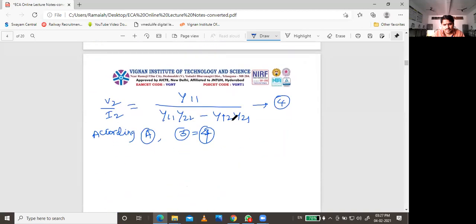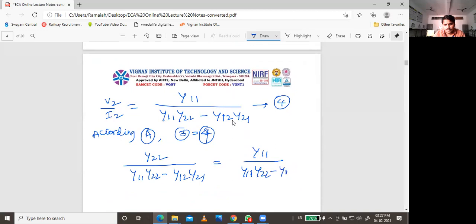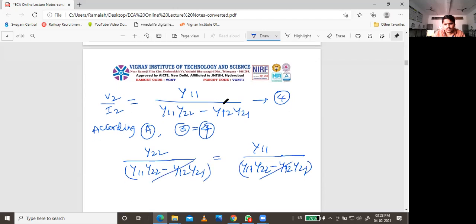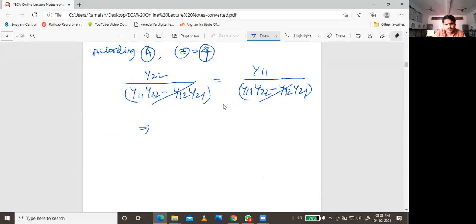So therefore from this equation 3 equal to equation 4. So equation 3 is Y22 by Y11 Y22 minus Y12 Y21, which is equal to equation 4, Y11 by Y11 Y22 minus Y12 Y21. So this denominator, both are same, so therefore cancel. Therefore from this, what is the condition? So for symmetry, Y11 must be equal to Y22. So this is the condition for symmetry for Z parameters and Y parameters.